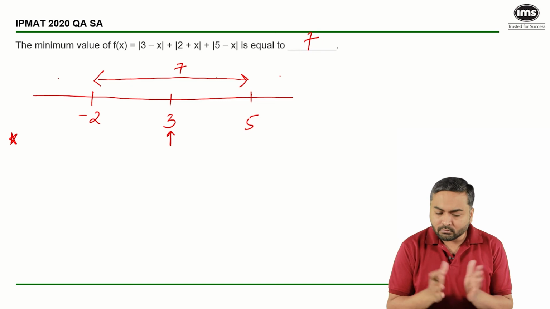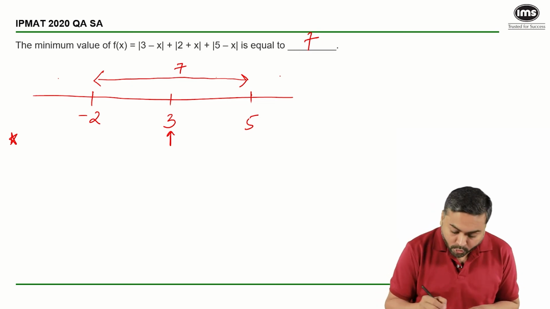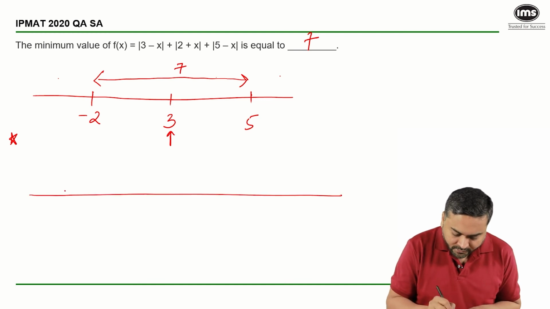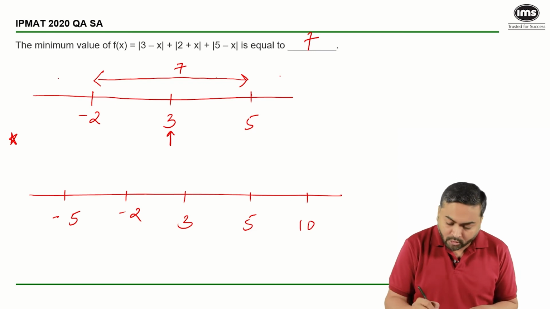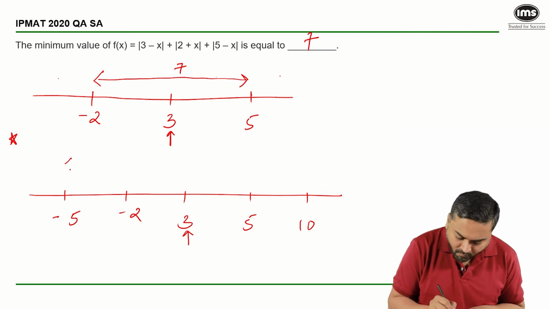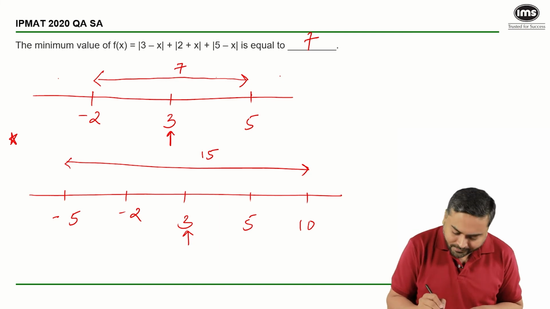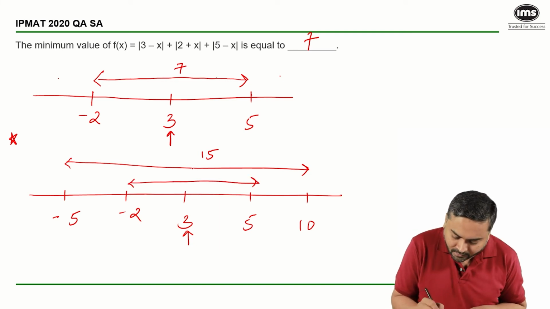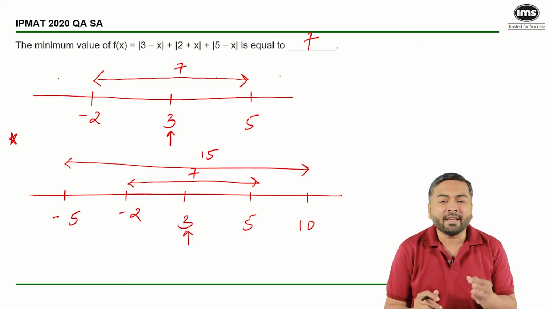So if there are 3 mods, that's straightforward. But what if there are not 3 mods, there are 5 mods or 7 mods, what should you do? So let's say we have minus 5, we have minus 2, 3, 5 and then we have 10. So the minimum will occur here, at the middlemost critical point. The minimum value will be from minus 5 to plus 10, that is 15, plus this value, that is 7. So in that case, your answer will be 15 plus 7, 22, as easy as that.